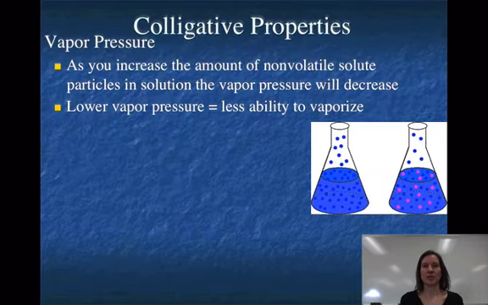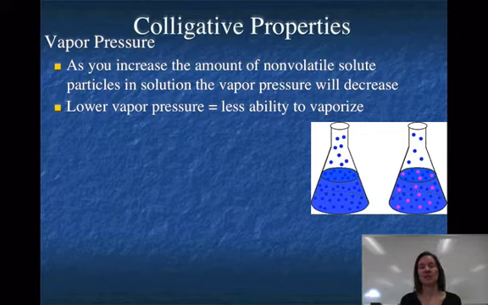So your vapor pressure, if you remember, is the amount of vapor that is going up off the surface due to the Maxwell distribution, the fact that some particles are hot enough to escape the intermolecular forces and become a gas. What we find is as you add solute to solvent, the amount of particles that can escape decreases. We have less vapor pressure when we're dealing with a solution than we would have if we were dealing with a pure solvent.